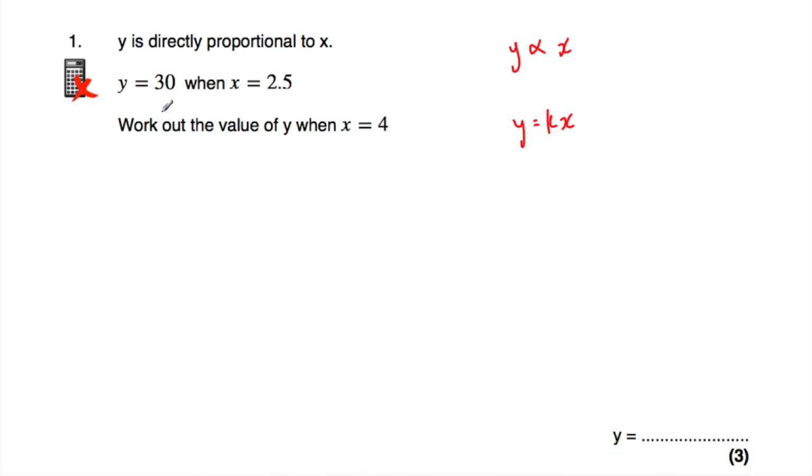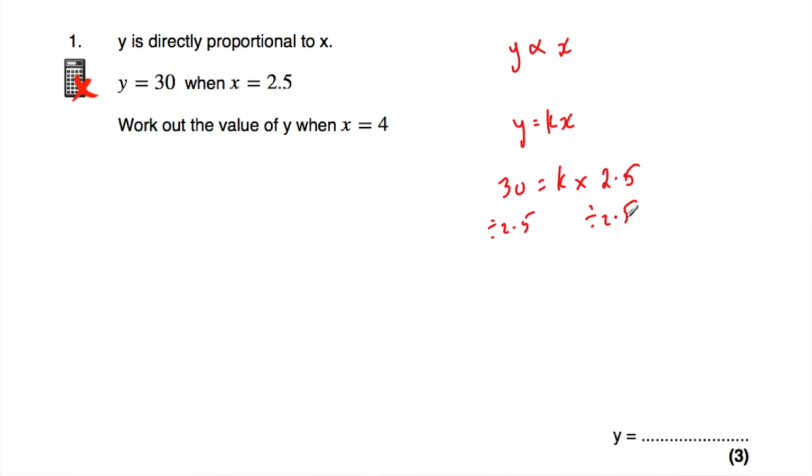Now we're told some information here so we can work out what k is, because we know whenever y is equal to 30, x is equal to 2.5. So let's substitute those in and find out what k is. So y, that's 30, is equal to k multiplied by x, which is 2.5. And then if we divide both sides of that equation by 2.5, we'll divide by 2.5 and divide by 2.5.